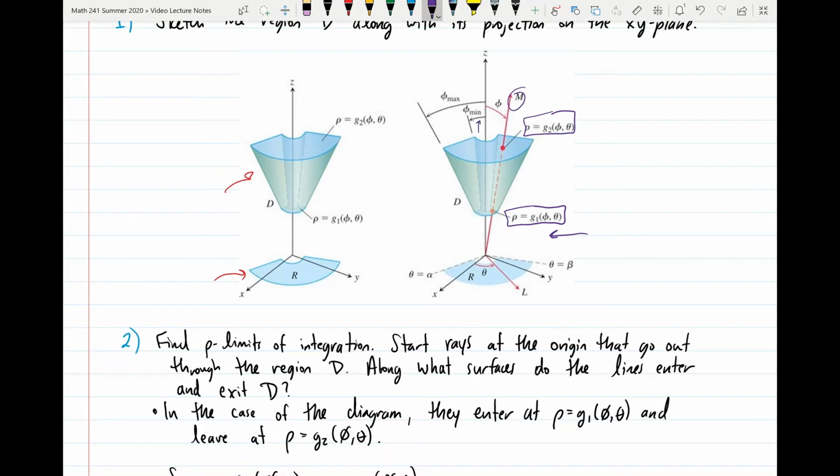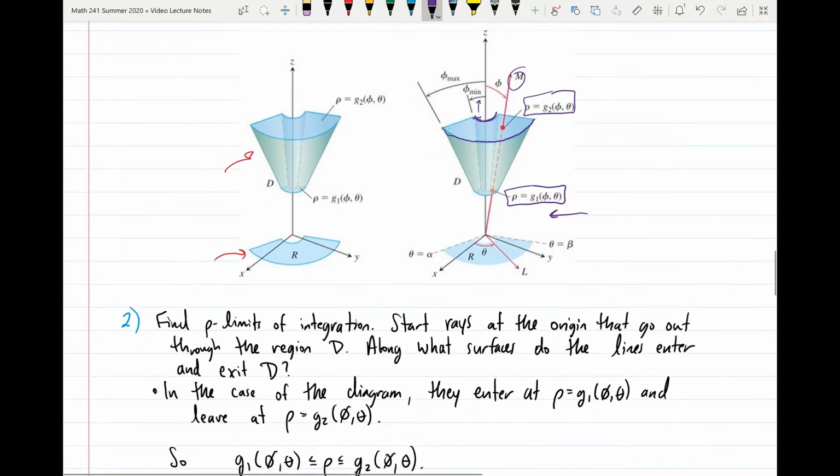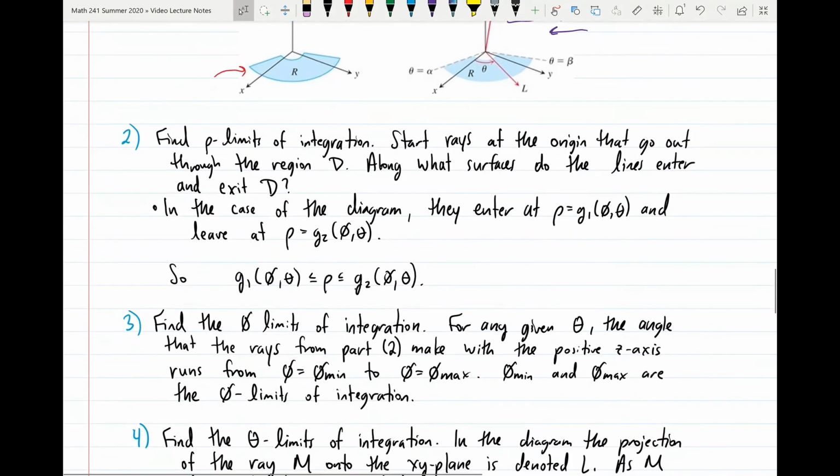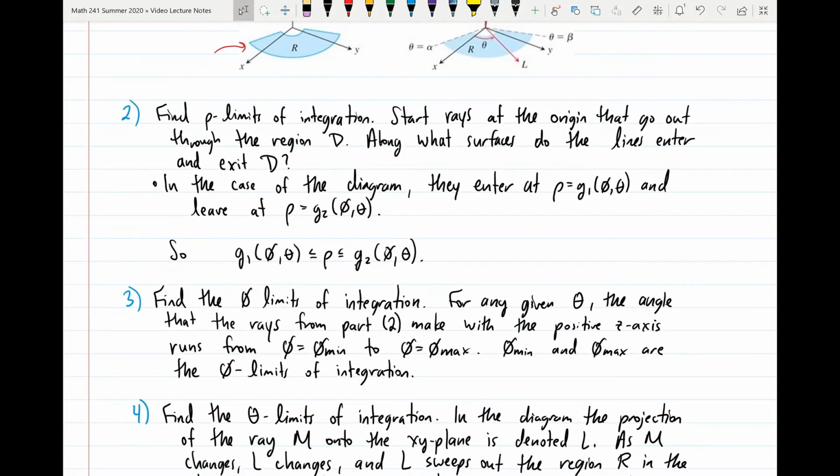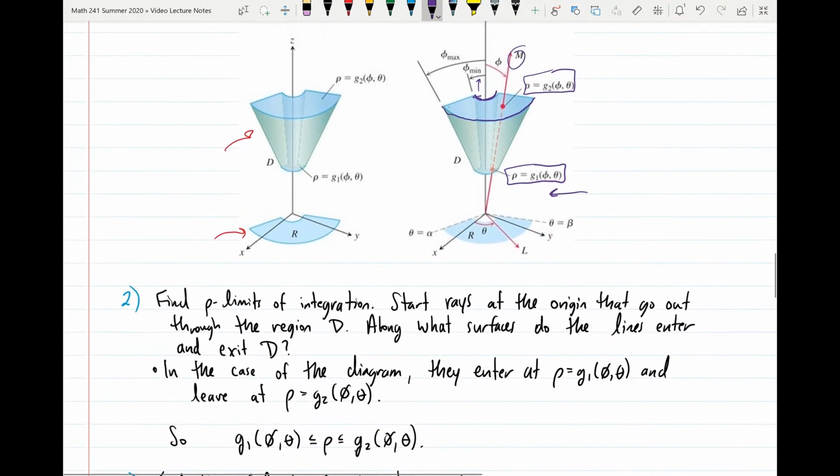So if you look at how the diagram has this drawn, you can see that the minimum value of phi is right here. So it's kind of the angle between this inner circle and the z-axis, and then the maximum value of phi is going to be the angle between this outer circle and the z-axis. And so we call that phi sub min and phi sub max. You could call it something different if you want, it doesn't really matter. But this phi sub min and phi sub max are going to be the phi limits of integration.